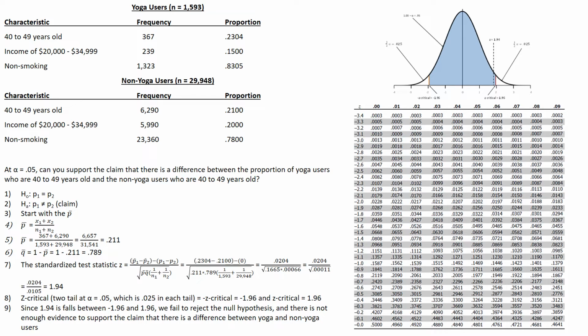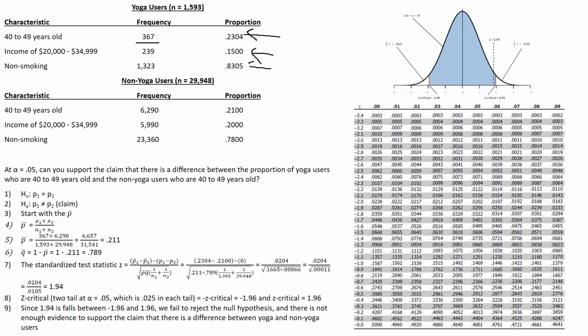And this is where proportions are important. The yoga users are a much higher percentage, with much lower numbers than non-yoga users. But we're going to compare them by their percentage of yoga users. So I've got 3 categories. Age 40 to 49: there's 367 of those, which is 367 out of 1,593, which is 0.2304. Income 20 to 34,999: that's 239 out of 1,593, which is 0.1500. Non-smoking: 1,323 out of 1,593, which is 0.8305.